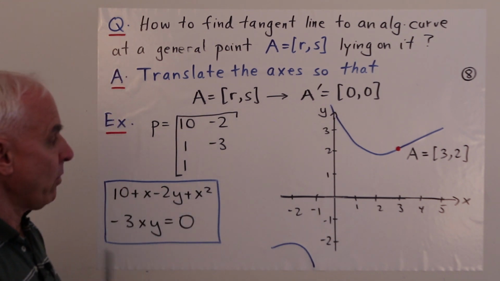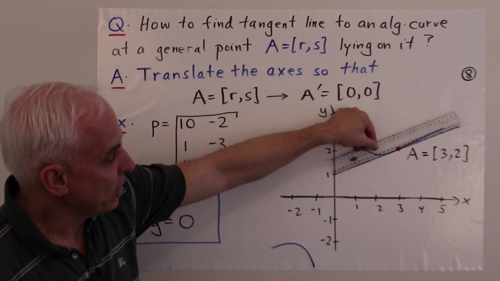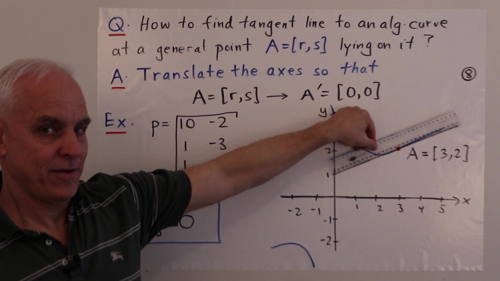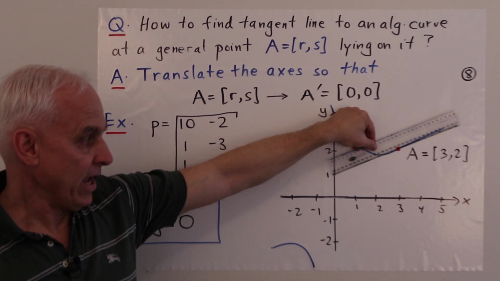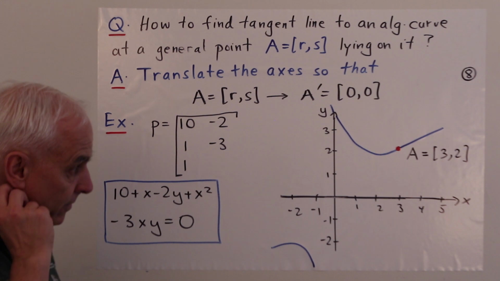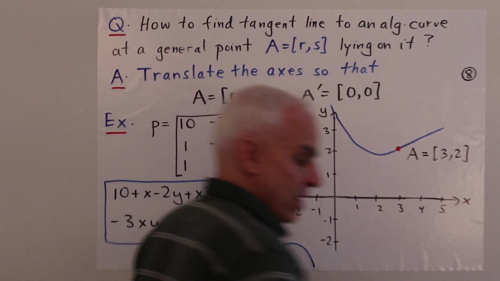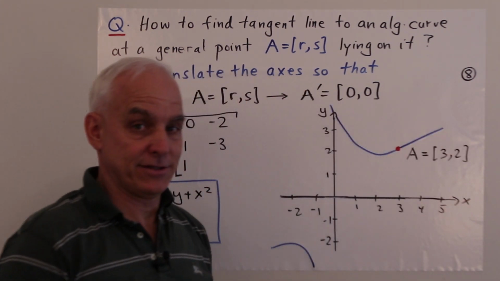Okay. And what we'd like to do is find the equation of the tangent line to this curve at the point A equals 3, 2. And our strategy is going to be the following. We're going to translate our axes.